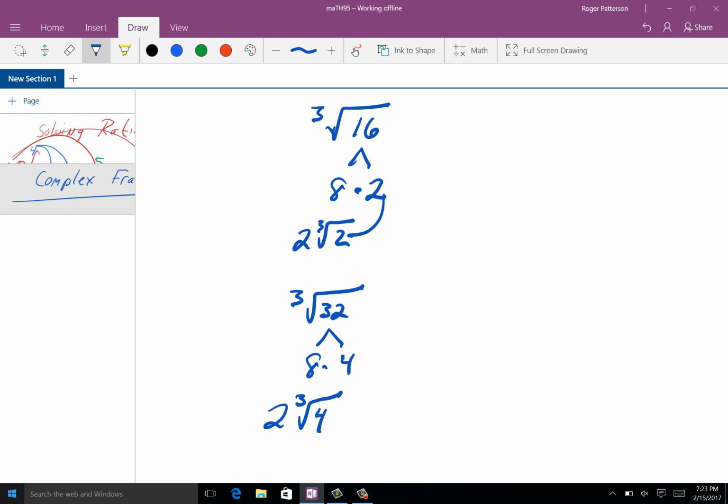Well, you've already extracted the cube. Yeah, you're done. So you don't take it any further? It's still a cube root. Okay. All right. That's confusing. That's why we did that one.